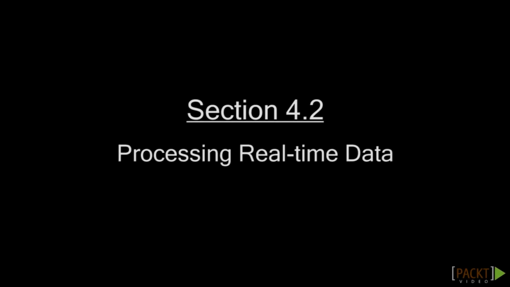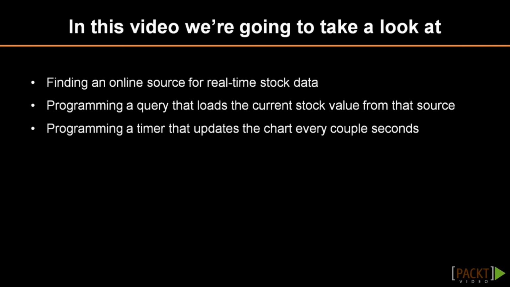In the previous video, we loaded historic stock data in CSV format from an online source. In this video, we're going a step further and load real-time stock data from an online source every couple seconds and update our chart with that real-time data. For that, we first need to find such a data source and then do a little programming to load the data from that source and some more programming to update our chart with that data every couple seconds.